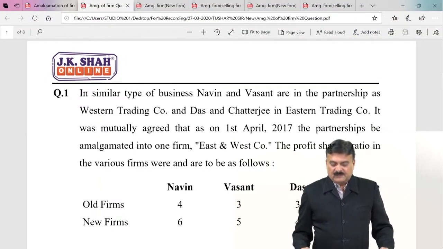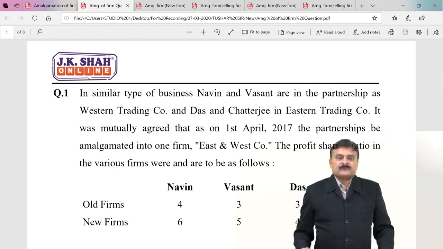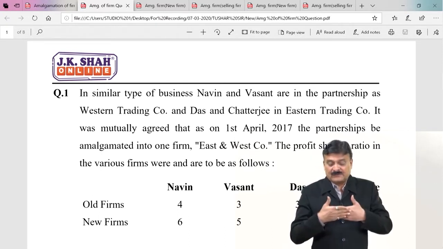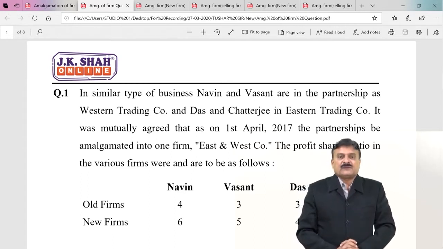In a similar type of business, Naveen and Vasant are in partnership as Western Trading Company, Das and Chatterjee in Eastern Trading Company. It was mutually agreed that as on 1st April 17, the partnerships be amalgamated into one firm called East and West Company. So, the first firms are Eastern Trading and Western Trading, they both are merging, and the third new firm they are creating is East and West Company.